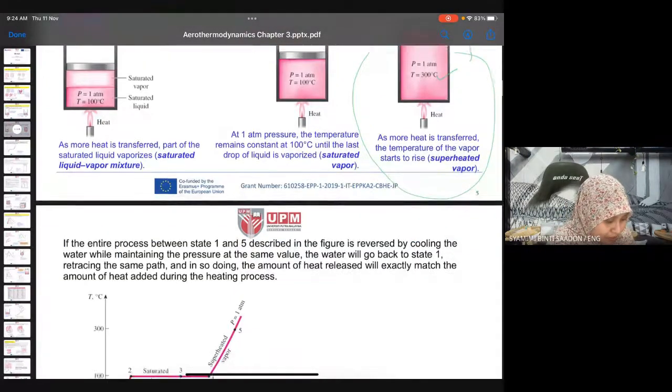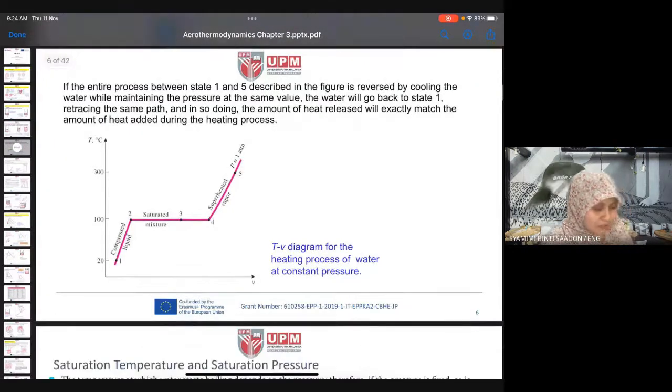Okay, this one, the T-v diagram. If the entire process between states 1 and 5 described in the figure is reversed by cooling the water while maintaining the pressure at the same value, the water will go back to state 1, retracing. The amount of heat released will exactly match the amount of heat added during the heating process. So in thermodynamics, there are a lot of tables and a lot of diagrams. We will use these diagrams to illustrate the thermodynamic process.